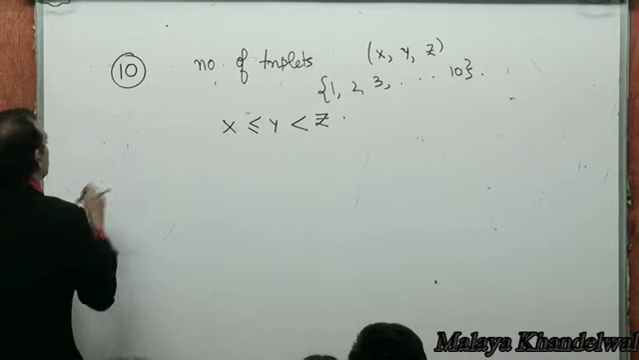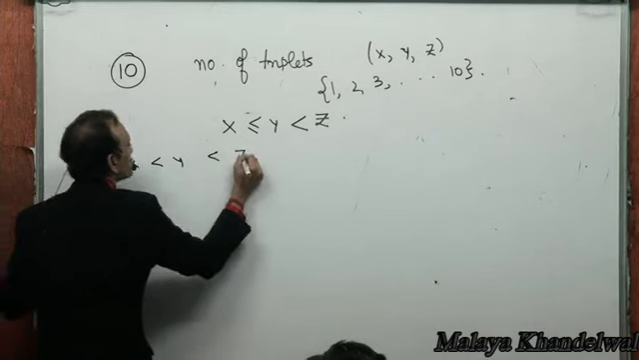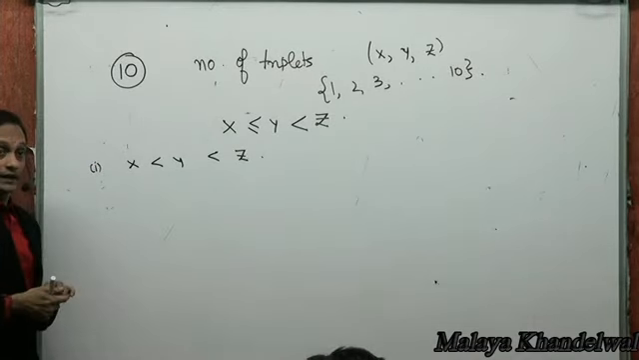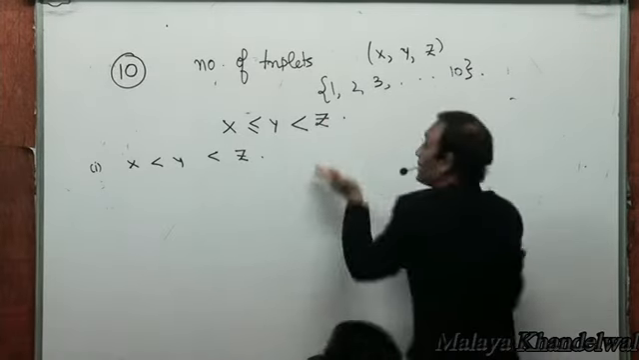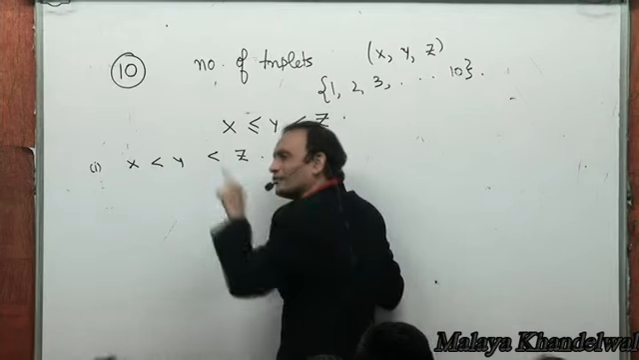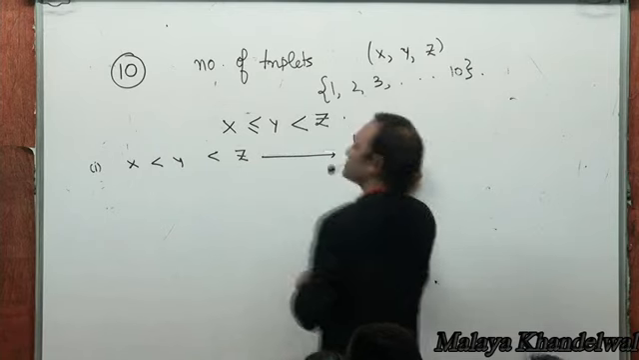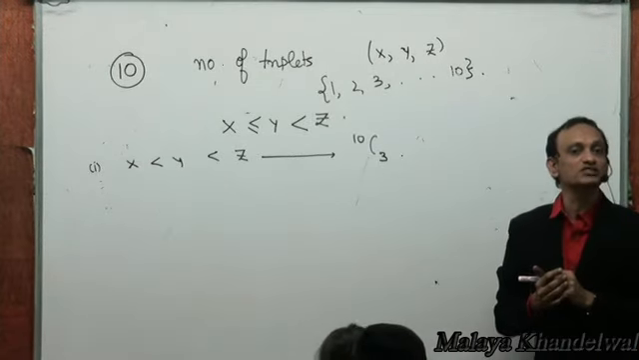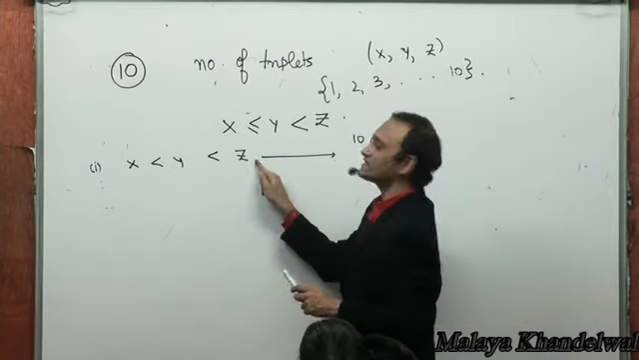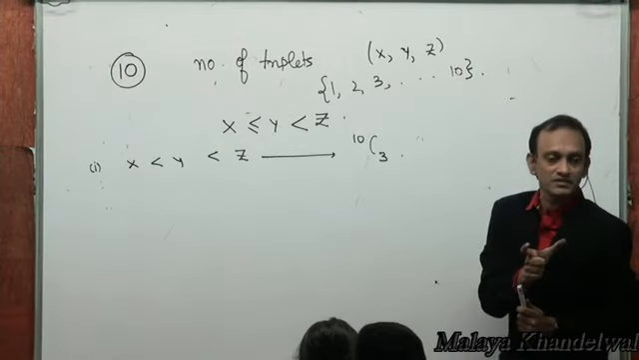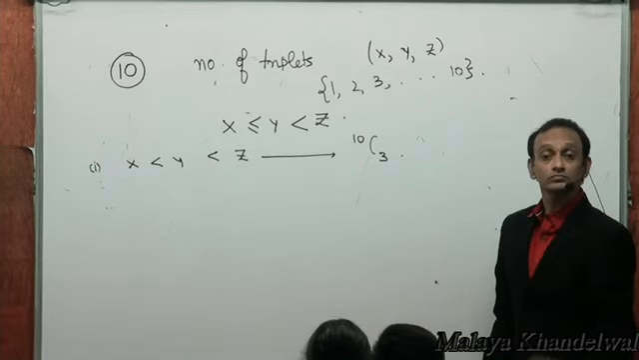So there are 2 different possibilities which we can add. Possibility 1, x less than y less than z. Now you have to select 3 different numbers. If you just select 3 different numbers and arrange them in this order, there is only one way. So it's all about selecting 3 numbers, which you can do in 10C3 ways, and then arrange them with x less than y less than z in only one way. Yes or no?